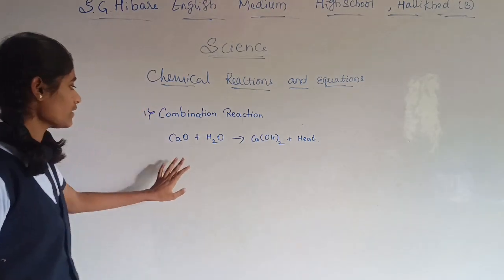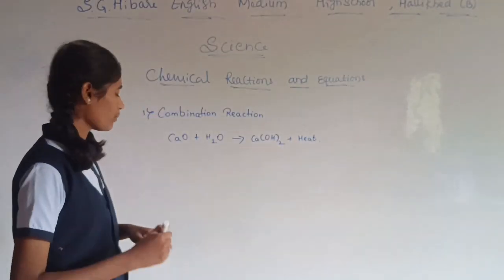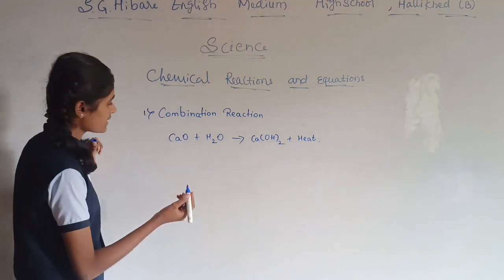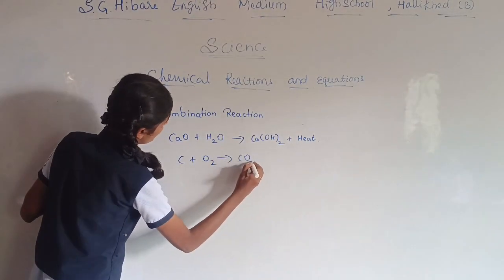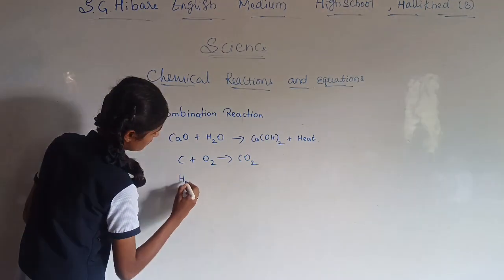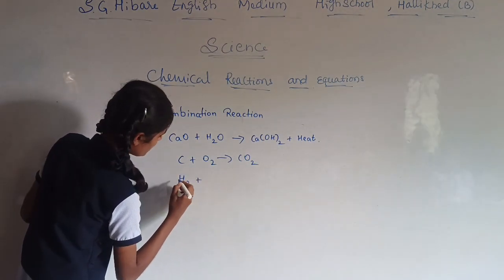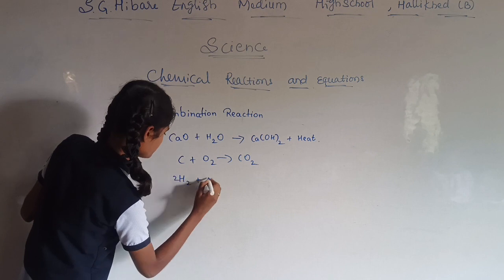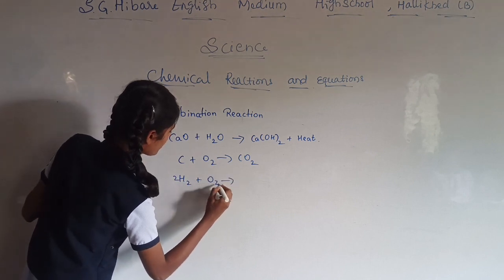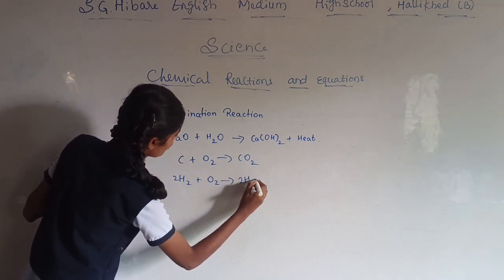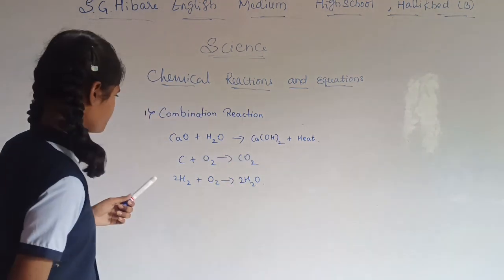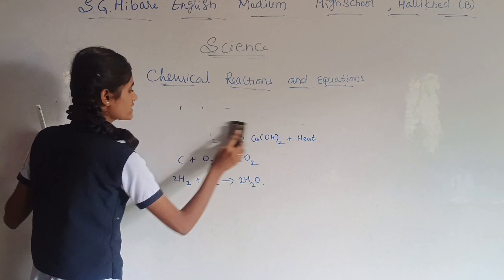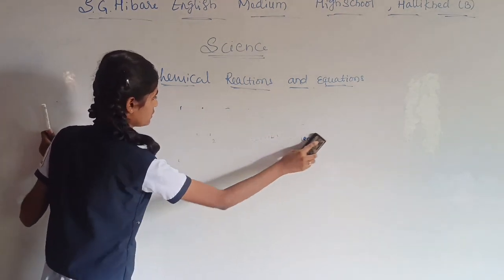So when the two reactants are combined to form a single product, it's a combination reaction. Some other examples are carbon and oxygen, which gives carbon dioxide, and hydrogen and oxygen gives water. So these are all examples of the combination reaction. Now next we will see the decomposition reaction.